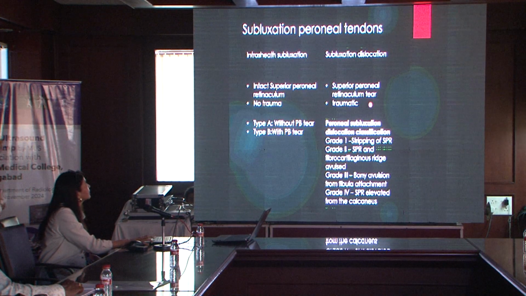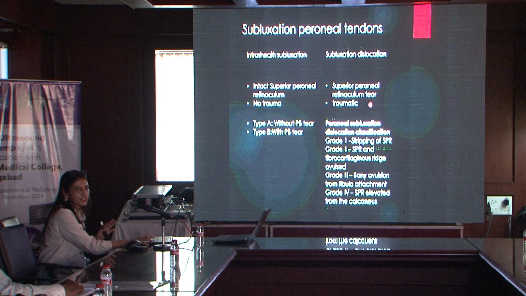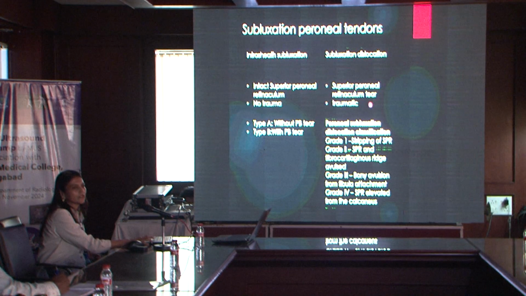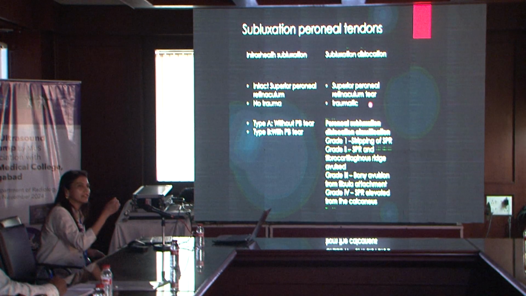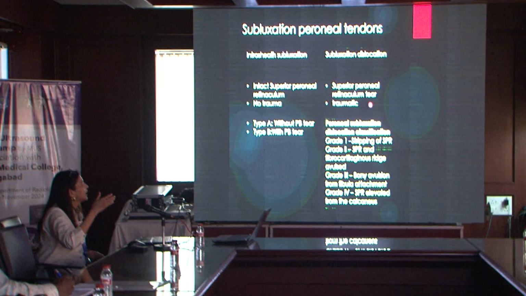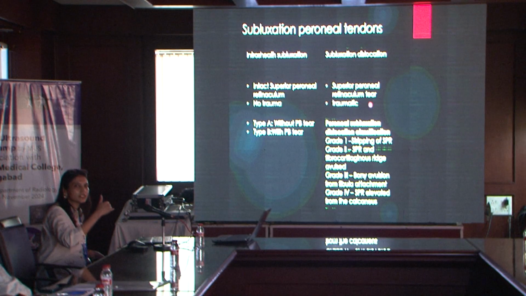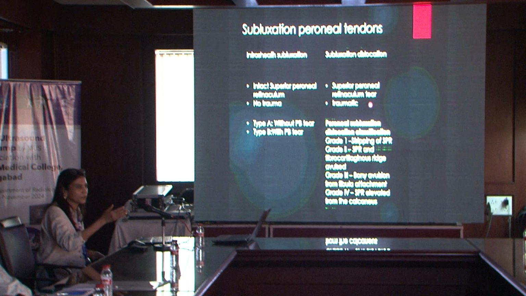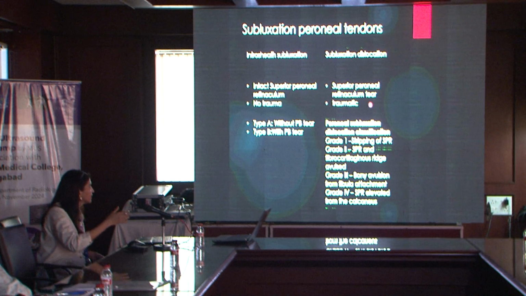Okay, fine. Now finished with the tendinopathy, I am coming to subluxation. There are two types of subluxation. One is intrasheath subluxation, when the retinaculum is intact but only lax, not torn. The other type is when the retinaculum covering the tendon sheaths is itself torn. So there is some trauma involved there.